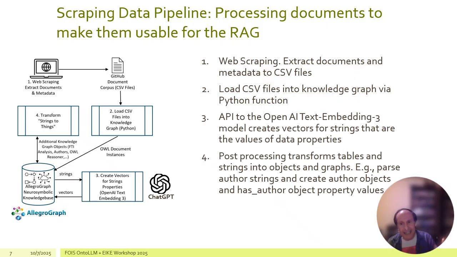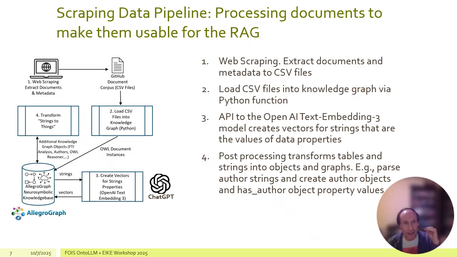And essentially any data property that has a string that we want the LLM to potentially use to generate answers, we create a vector for all the values of that data property. And I'll show you that interface in a minute. Allegro Graph gives you a nice little interface where you can just go and list each data property that you want to create a vector for. Okay, so that's step three.